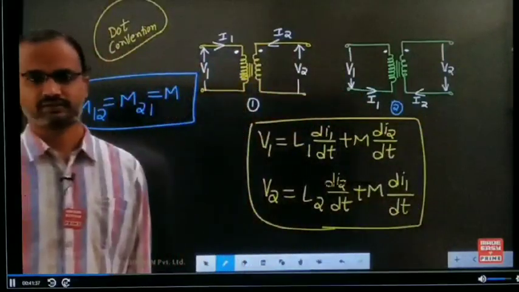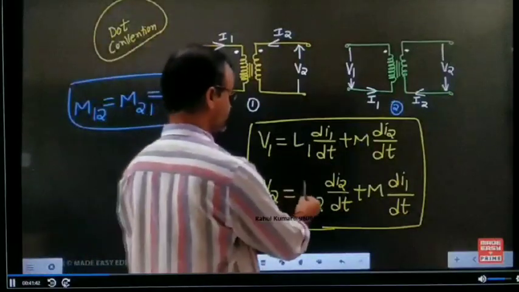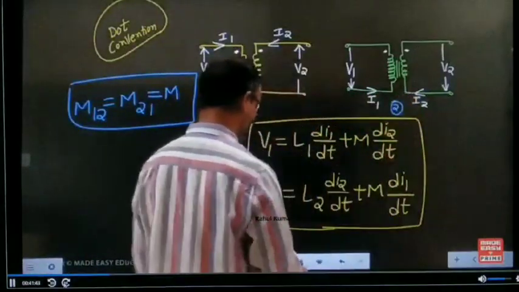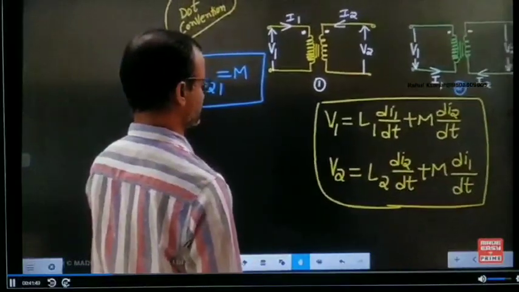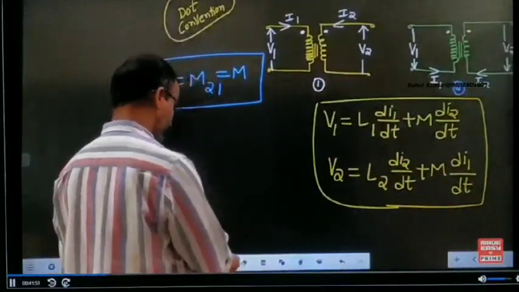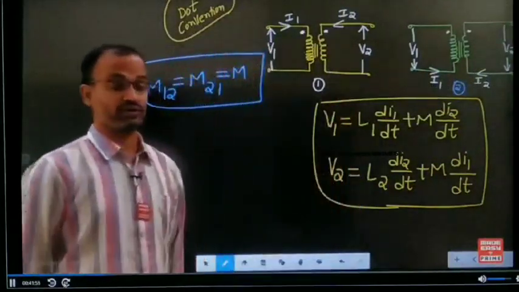Current of the first inductor produces a mutual in the second one. Now these two equations are valid for the first figure as well as for the second figure. On the other hand, the same equations you can write in the other way also.